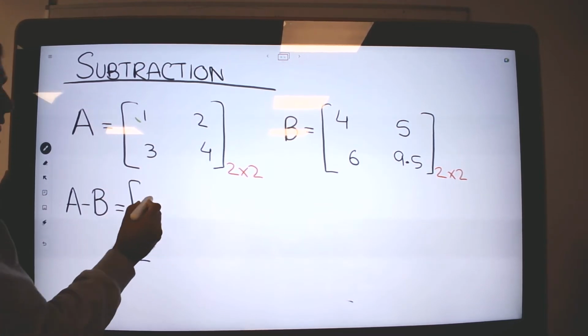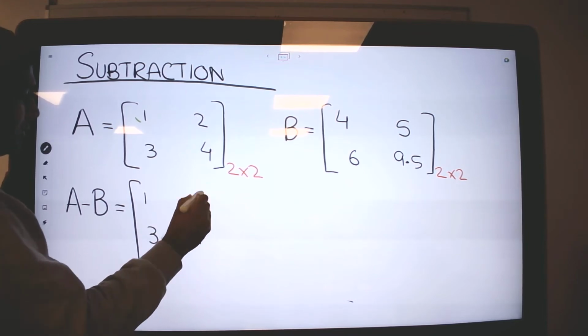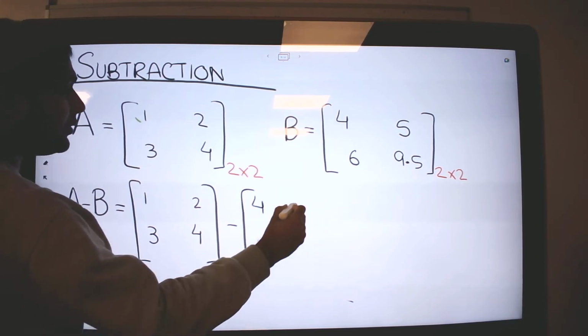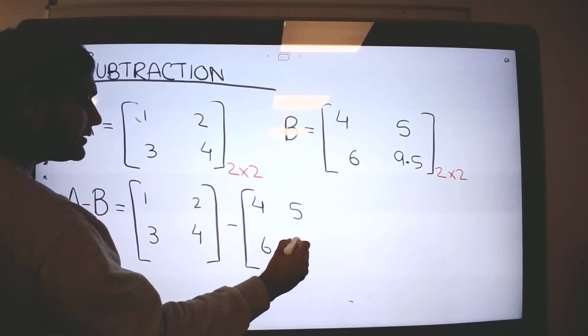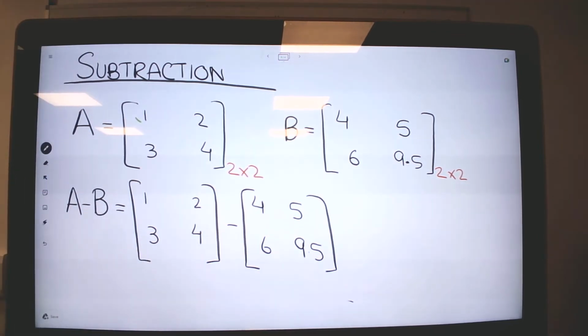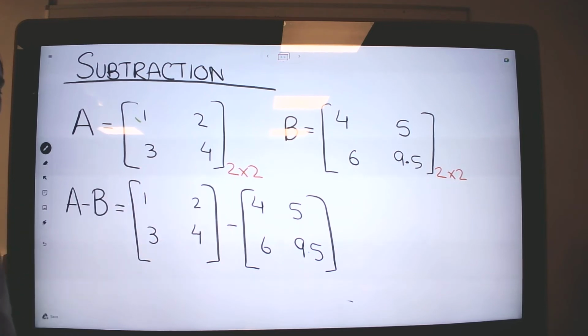So what you do is you write this matrix 1, 2, 3, 4 minus 4, 5, 6, 9.5. So what you do is the first element minus the first element of the second one. First element of the first one minus the first element of the second one. And that's how you proceed.